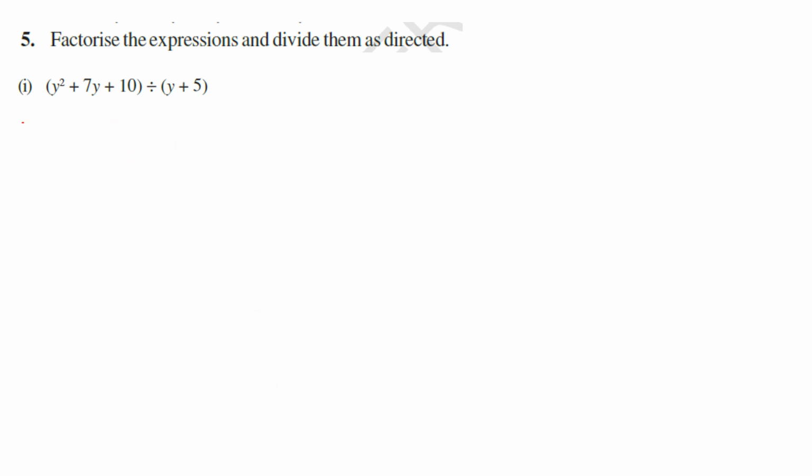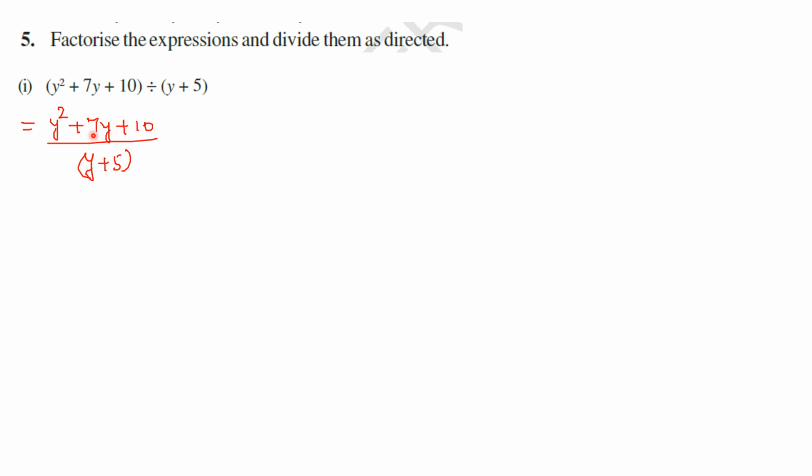So first let me write this in terms of numerator and denominator. y square plus 7y plus 10 divided by y plus 5. Now if you see in the numerator, I cannot factorize it using the standard identity because 10 is not a square of any number. I cannot use either a plus b whole square or a minus b whole square. So I have to use the middle term splitting method.